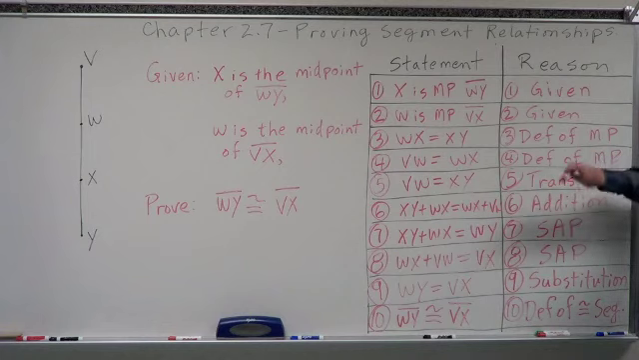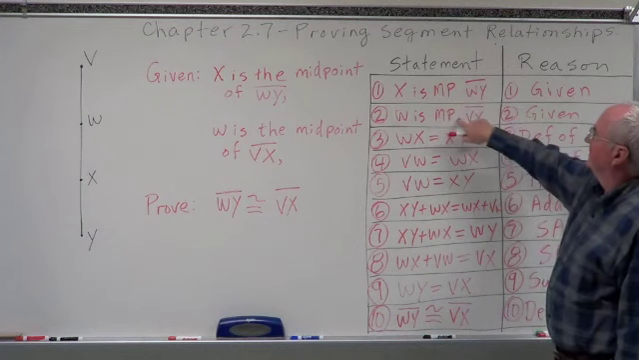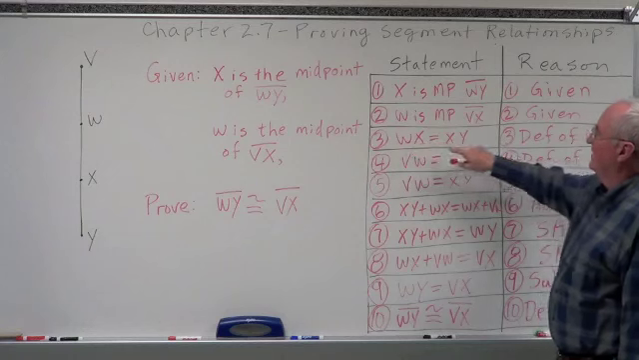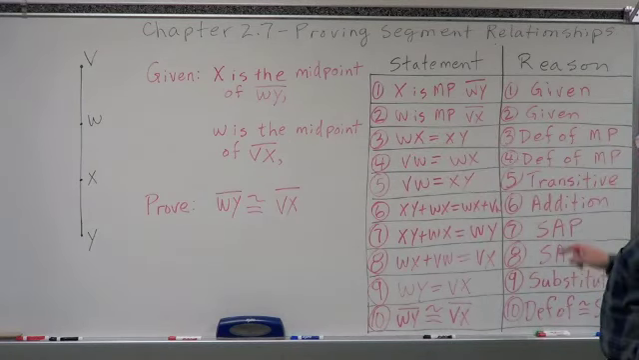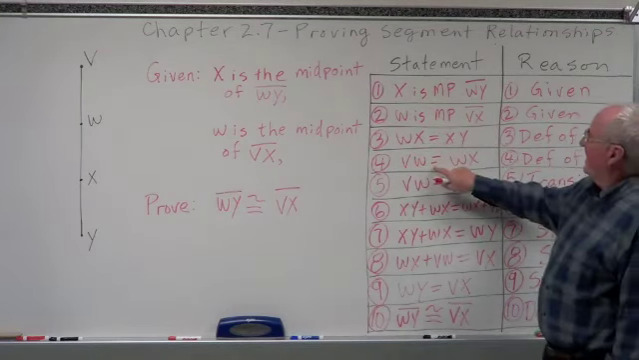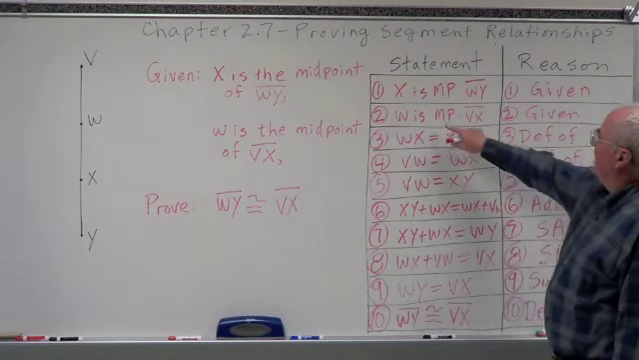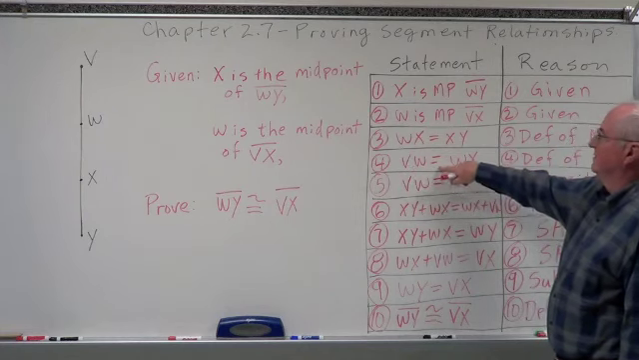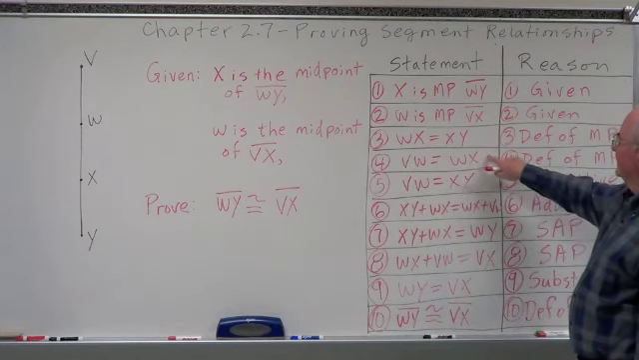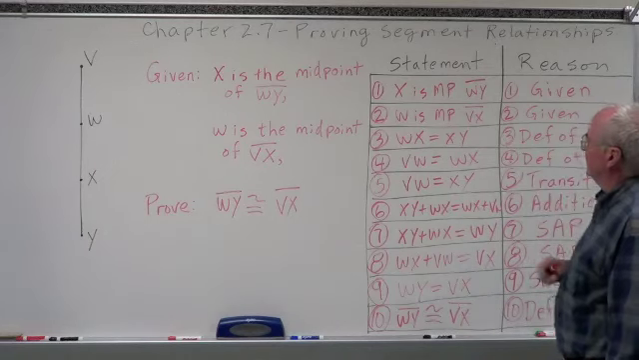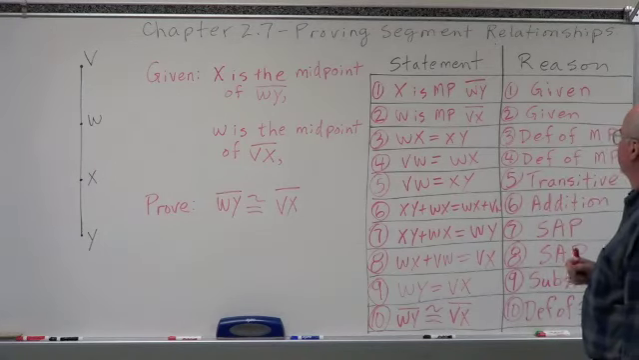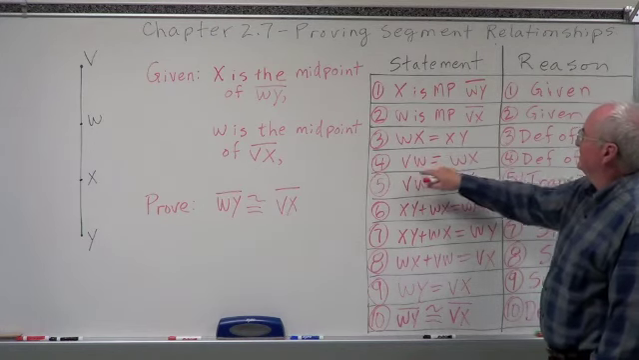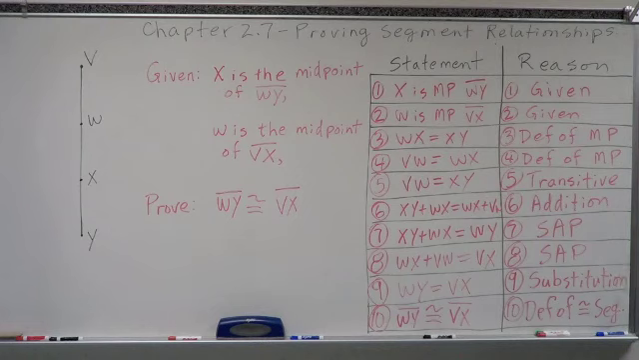Notice we started with our givens. X is a midpoint. W is a midpoint. Then we said because X is a midpoint, what do we know? WX is congruent to XY, definition of midpoint. And because W is the midpoint of VX, then we know that VW is equal to WX, definition of midpoint. These are equal. Number 5: because of that, they have a common WX. We know that this is equal to this by the transitive property.